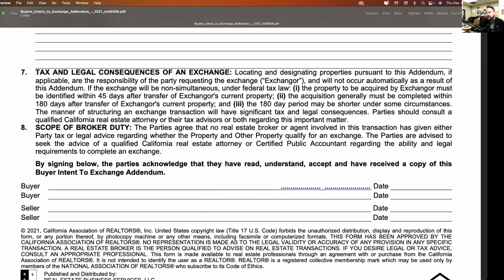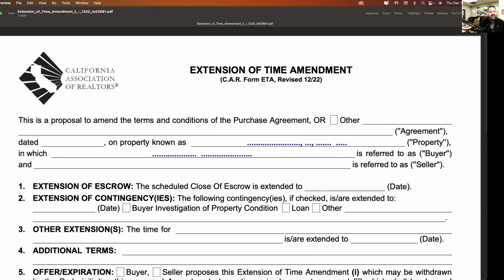Okay, extension of time addendum. Again, I just want you guys to be aware. Remember, last week I talked about it, that there are specific forms for specific reasons, right? If I need an extension of time, I'm not going to write it on a blank addendum. I've seen it where agents say, oh, buyer and seller agreed to extend close of escrow to, and they do it on an addendum. There's a form for it, extension of time amendment.